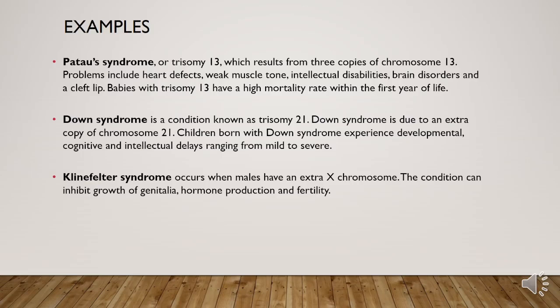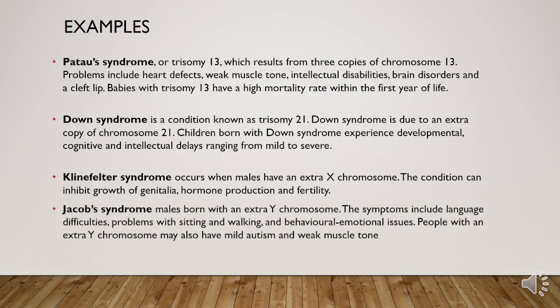The other one is what we call the Jacob syndrome. Males are born with an extra Y chromosome, so that is XYY. Okay, the symptoms include language difficulties, problems with sitting and walking, and behavioral and emotional issues. People with an extra Y chromosome may also have mild autism and weak muscle tone.